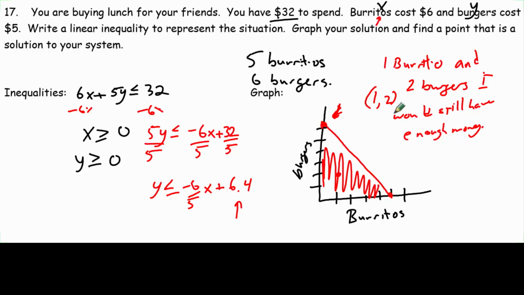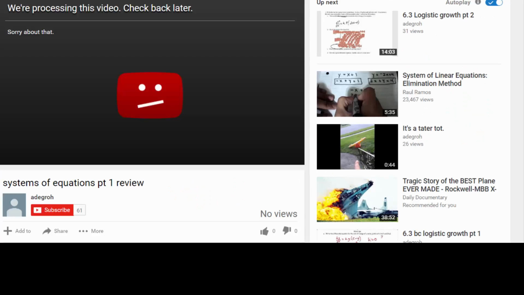So this one wasn't so bad, especially because the numbers were pretty manageable. Nobody had to really take out a calculator to figure out how many burritos and burgers you can get. But if you needed a calculator, then you take out a calculator and see what you got.